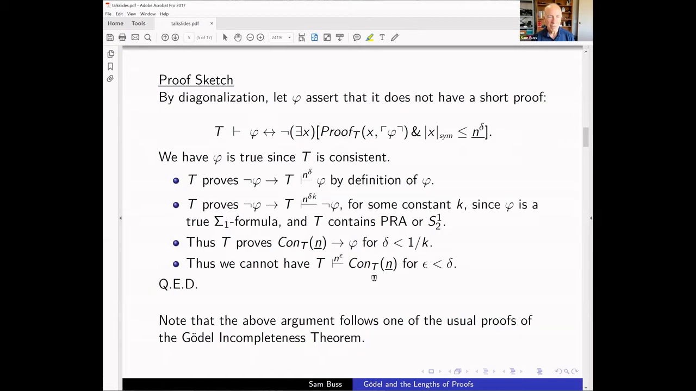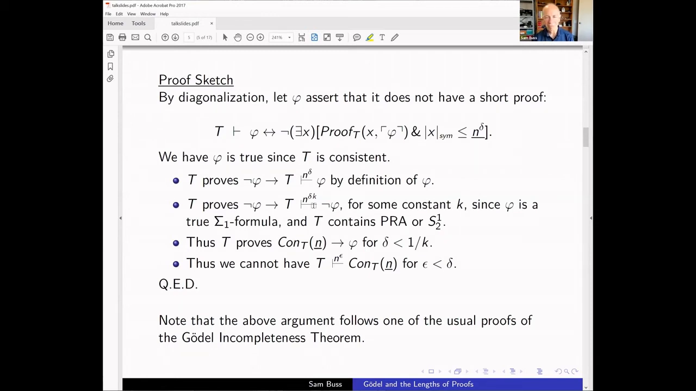t can prove the statement that not phi implies phi has a proof of n to the delta symbols in t, right? Just by the definition of phi. If you look at phi is equivalent to not something or other, so not phi is equivalent to the something or other. And furthermore, a little more substantively, t can prove that not phi implies that t has a proof of not phi, and that proof has length n to the delta to the k for some constant, an integer k.